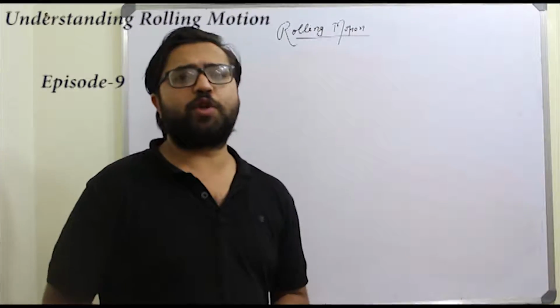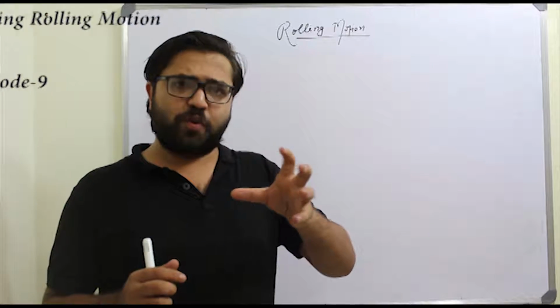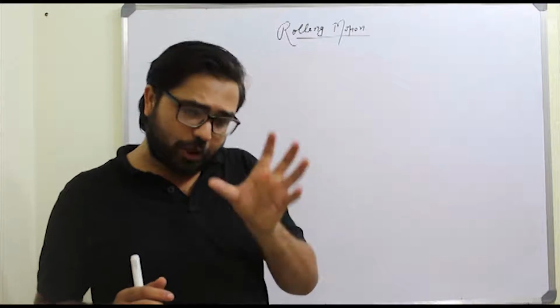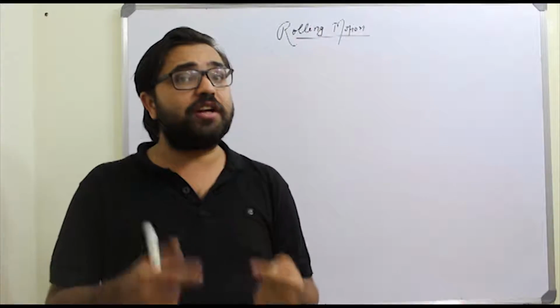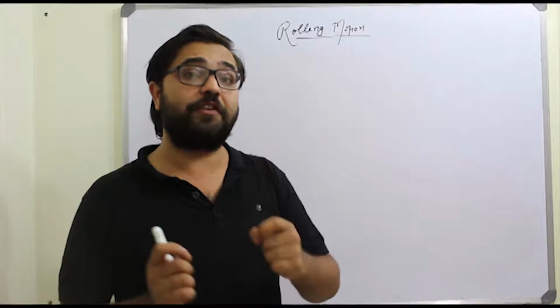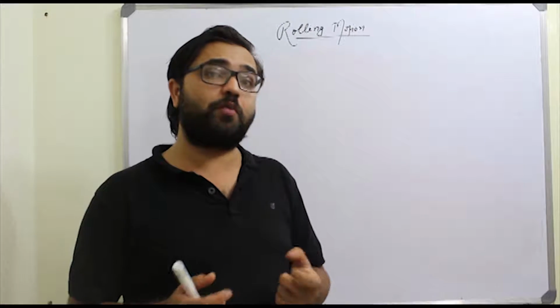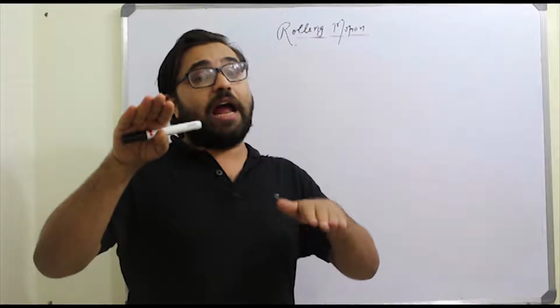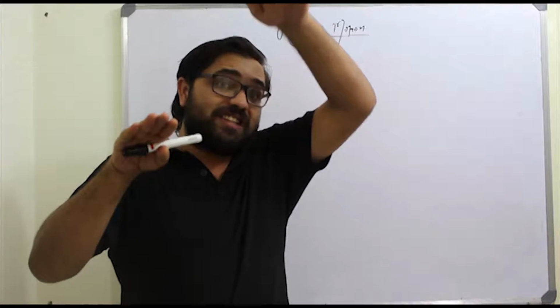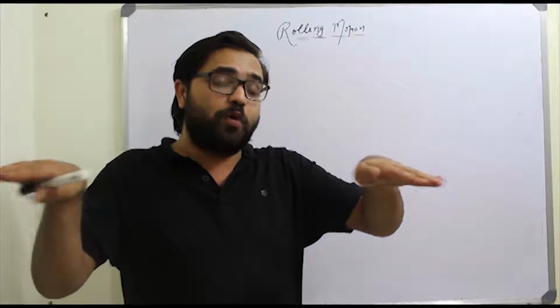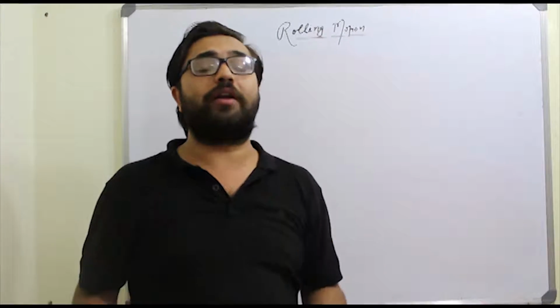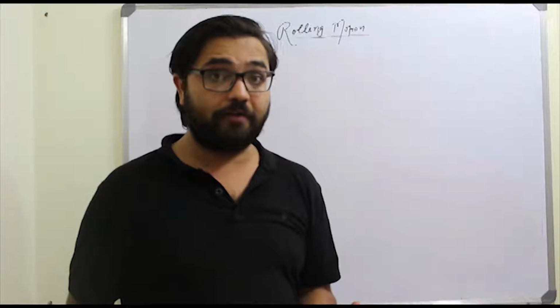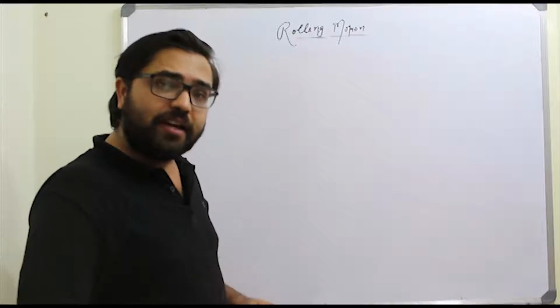In the previous episode, we saw how a disk was given an angular velocity and kept on the surface. Initially that was slipping. Due to that slipping, friction appeared, and due to that friction, the translational velocity started increasing and the angular velocity started decreasing. A time came when v became equal to omega r, and at that time pure rolling started, and it remained so forever. Now here I'll take another example.